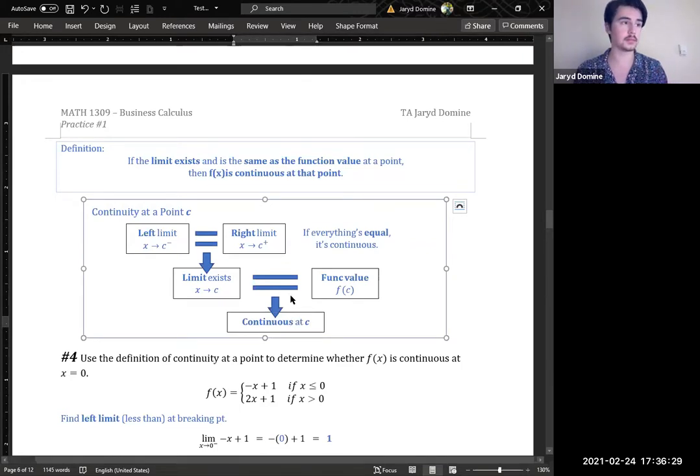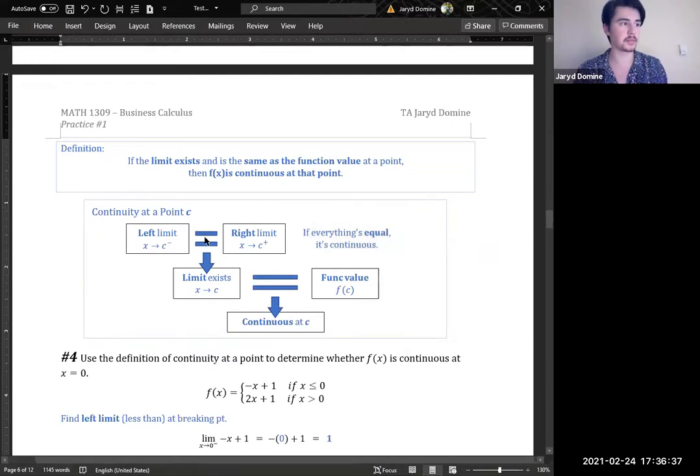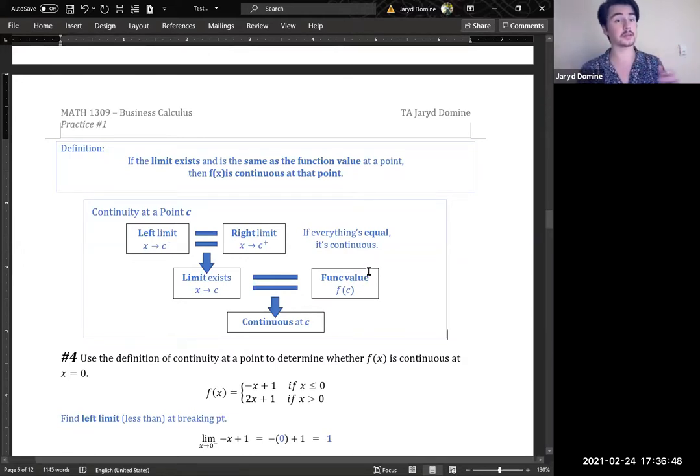All right. And so big picture here, you want everything to be equal. If everything's equal, it's continuous. So if the left limit, the right limit, the limit, and the function value, those are all the same thing, then it's continuous. That's all there is to it. But you have to find all those things. Okay.